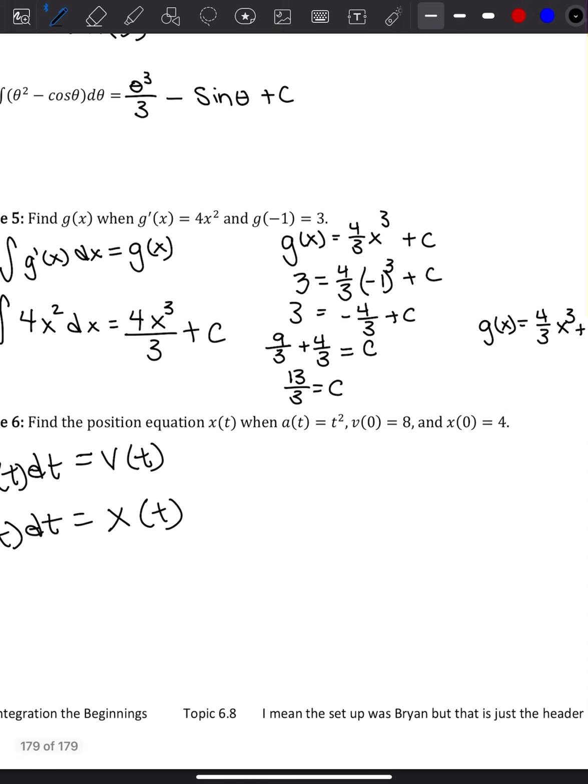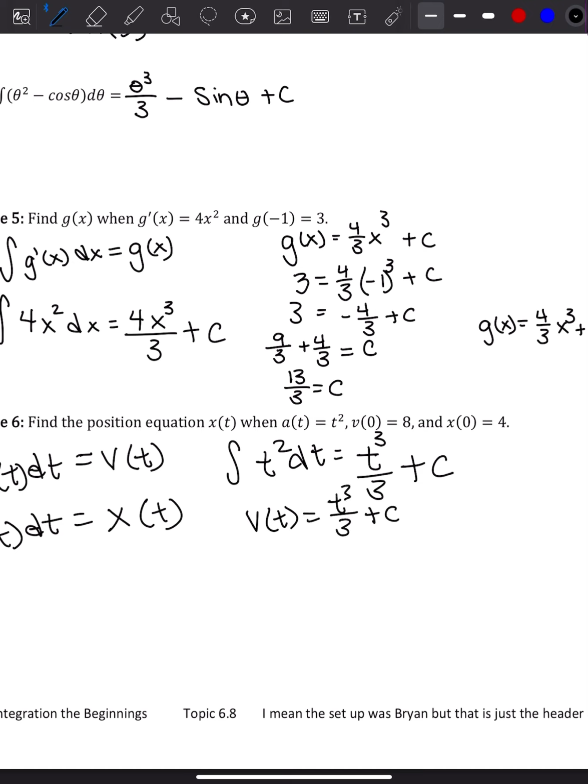So we want the integral of t squared. The integral of t squared, we are going to use power rule. So add 1 to your exponent and divide by it, plus c. Now we need to know what v of t is. So v of t is equal to t cubed over 3 plus c, and we're going to solve for that.